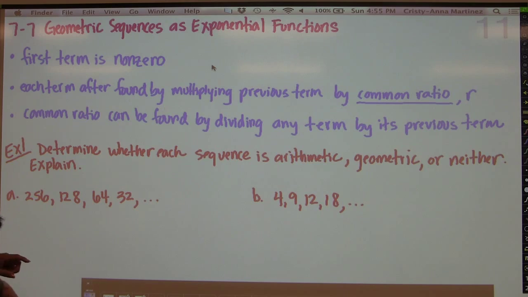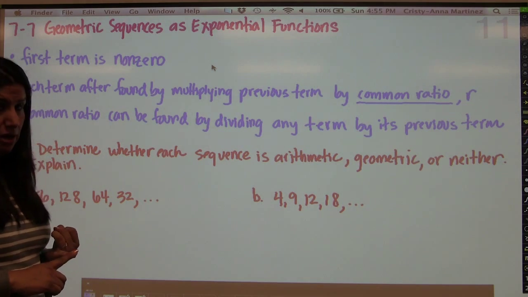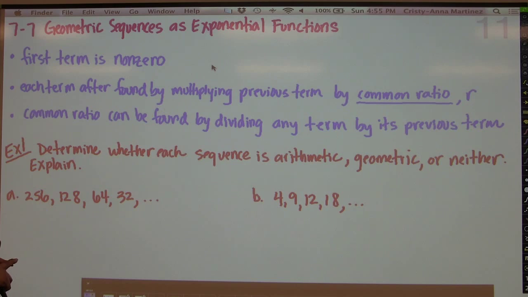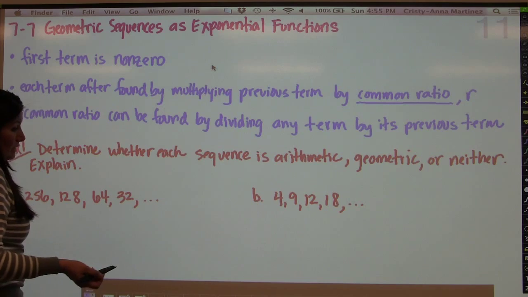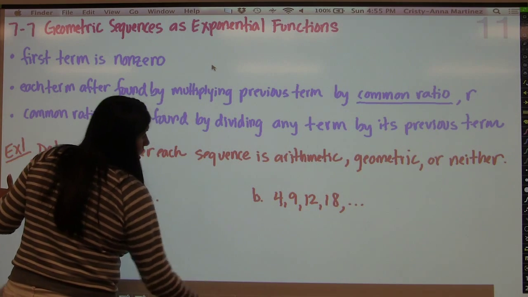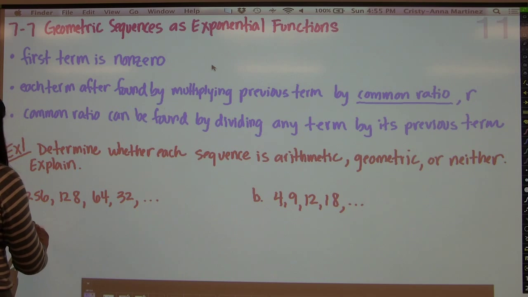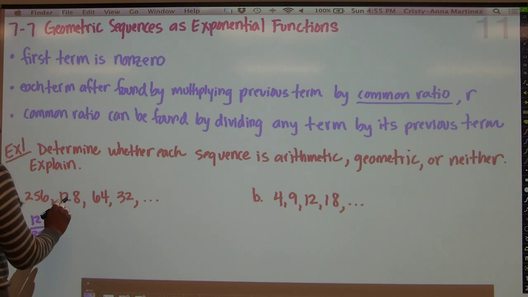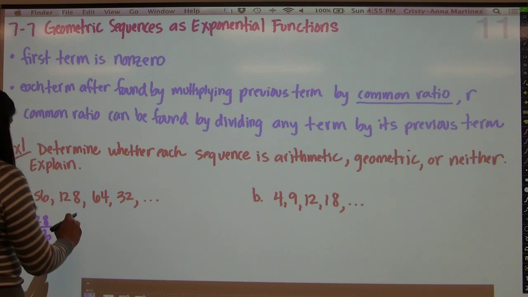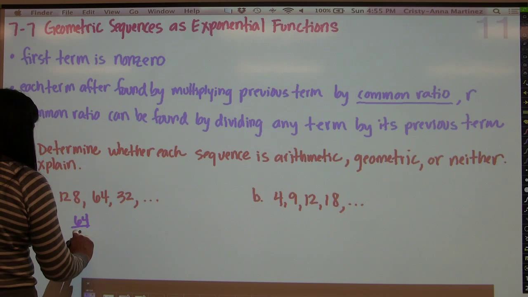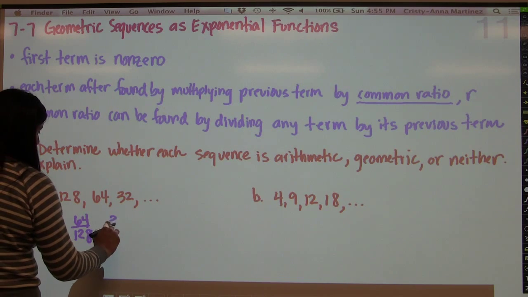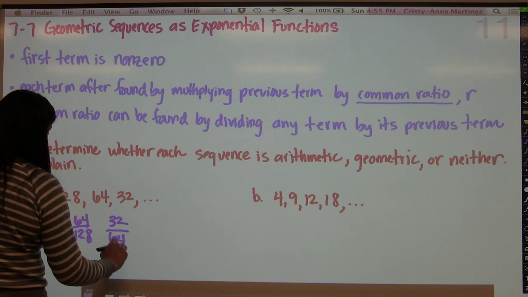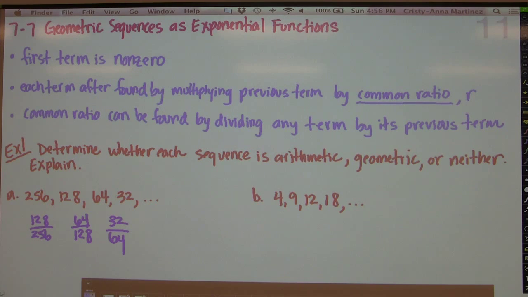So in example 1, it says, determine whether each sequence is arithmetic, which would be a common difference, geometric, which is the common ratio, or neither. So in part A, what we want to do first is test out the option for a common ratio, which means I can take 128 and divide it by 256, the term divided by the previous term. I can also take 64 and divide it by 128, and then take 32 and divide it by 64. And if these three ratios all give me the same number, then we're good to go.